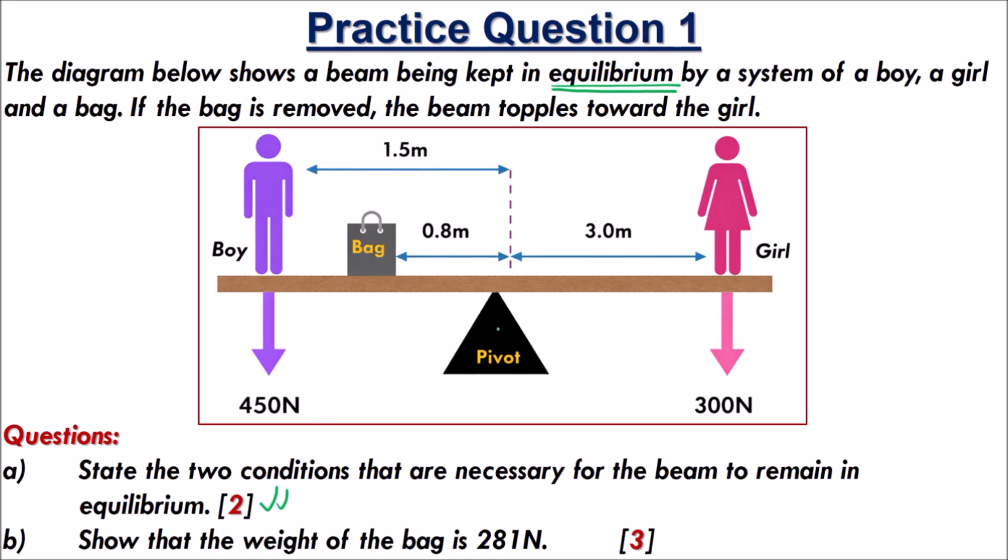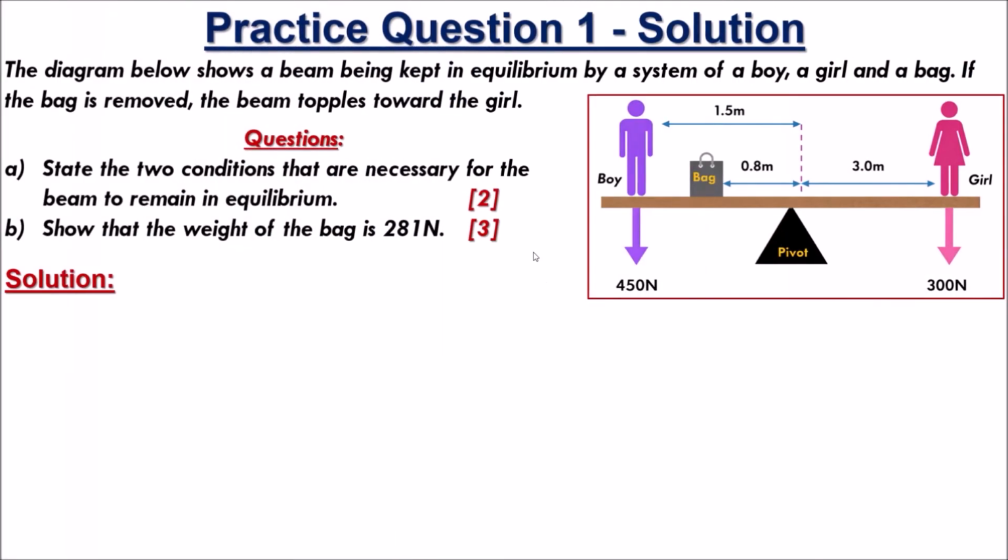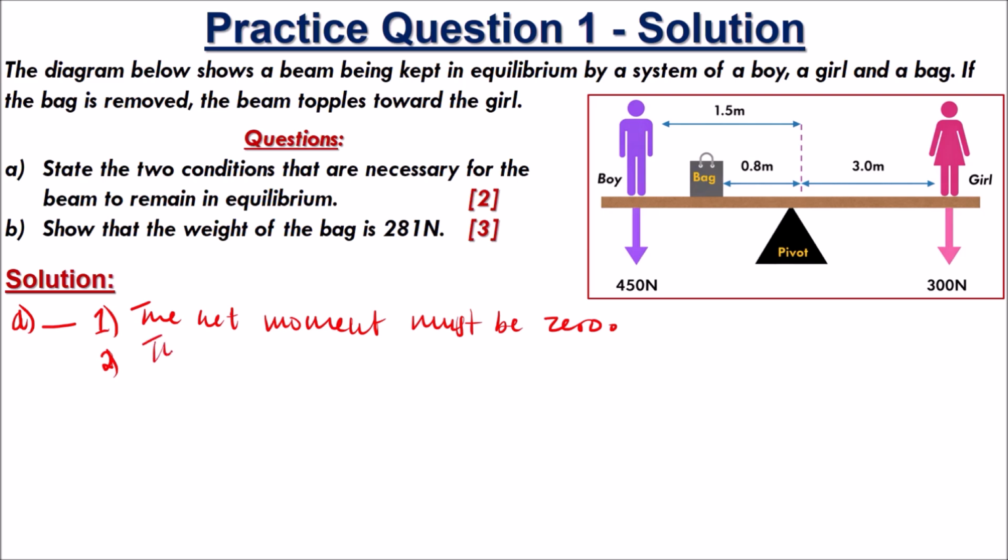Show that the weight of the bag is 281 newtons. So let's quickly dismantle this one. Item A says, state two conditions that are necessary for an object to remain in equilibrium. Number one, the net moment must be 0. Number two, the net force must be 0. This is a very popular question at IGCSE level.